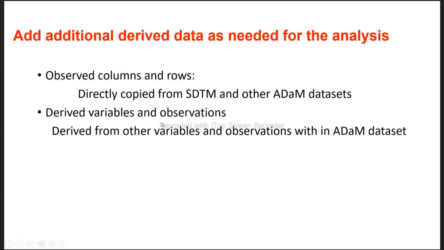After you have created the primary preliminary thing, now we need to add new data. As I said, in ADaM we are going to have two types of columns and rows. The first is observed columns and rows, which we have directly copied from the SDTM and other ADaM data sets. Apart from that, we are going to have derived variables and observations. That means during the ADaM data set creation, I am going to create these variables and these observations now. That's why this is called derived data. So we are going to have two types of data in BDS data sets.